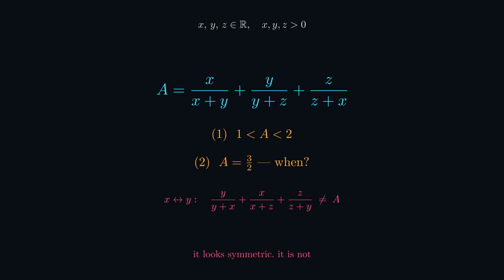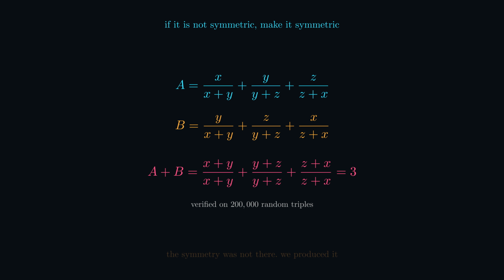Road 1, keeping the symmetry, meets an obstacle immediately. There is no symmetry here to keep. So it does something better. If the symmetry is missing, produce it. Write down a second expression, B, which is A with every numerator replaced by the other letter in its denominator. Y over x plus y, plus z over y plus z, plus x over z plus x.